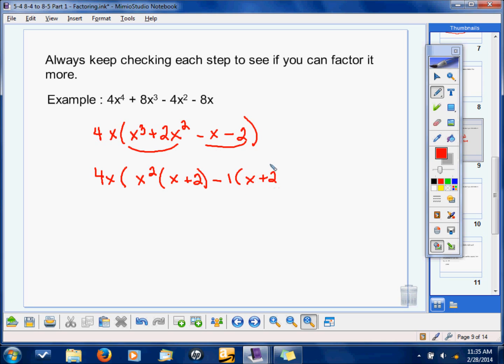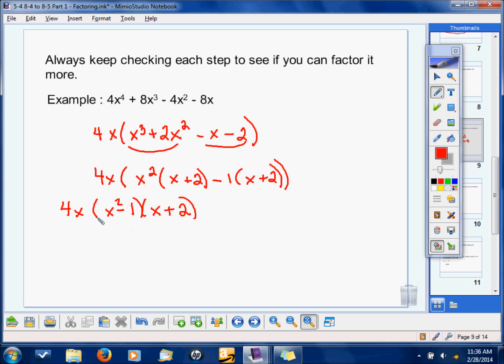Don't worry about these other parentheses. I'm just setting it apart so we don't lose our 4x. So then this turns into 4x times x squared minus 1 times x plus 2. Now, you always want to check to see is there anything else we can do. The 4x is brought out; this is factored completely. What about this one? This square. Yes, there is still other stuff.